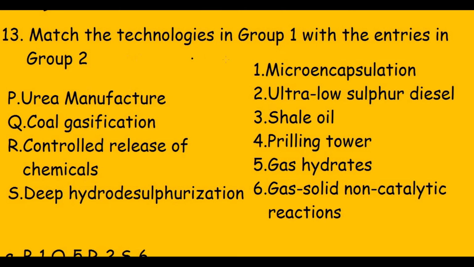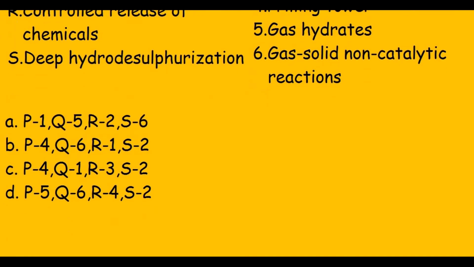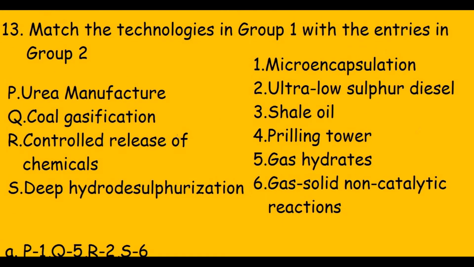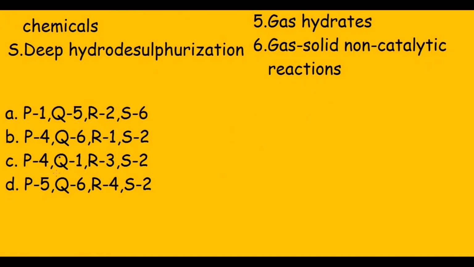So next question. Now we have this question. I am repeatedly telling you all these questions are GATE questions. This one says match the technologies in group 1 with the entries in group 2. Urea manufacture, coal gasification, control release of chemicals and deep hydro desulfurization. Again we have options for this. So let's see how we can do it quickly. We know urea manufacturing is Prilling Tower. So P is 4. If P is 4, then this is eliminated, this is eliminated.